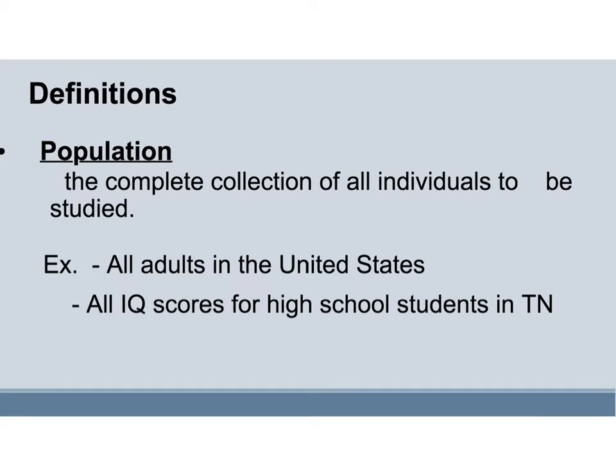Now here's the first definition you really need to memorize. Population is the complete collection of all individuals to be studied. You want to underline that word all. That's how you know it's a population, because it's all of them. So all adults in the United States, all IQ scores for high school students in Tennessee. Population is all, every last one of them.